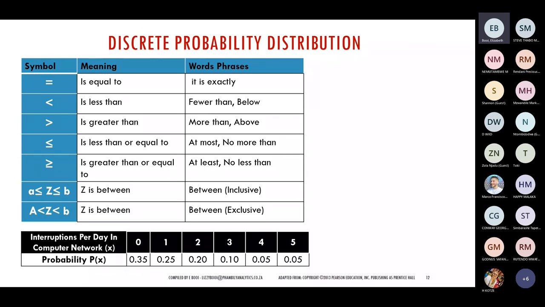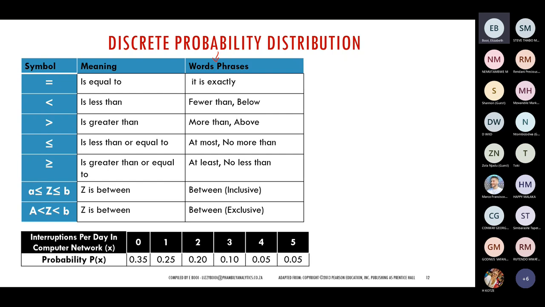Some of the questions will be given to you in a word phrase type of questions. You need to use those words to convert it into a mathematical expression in order for you to answer the question. For example, when they say what will be the probability that exactly, you need to know that exactly is the same as equal to. Or they might say fewer than, less than, below.